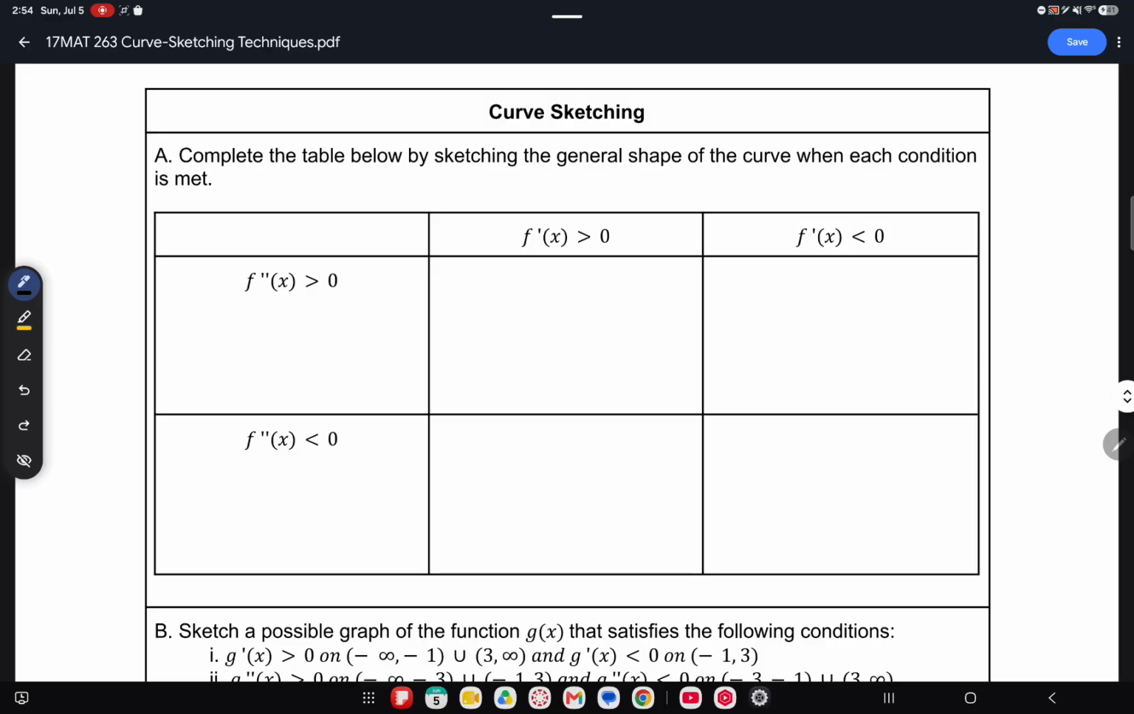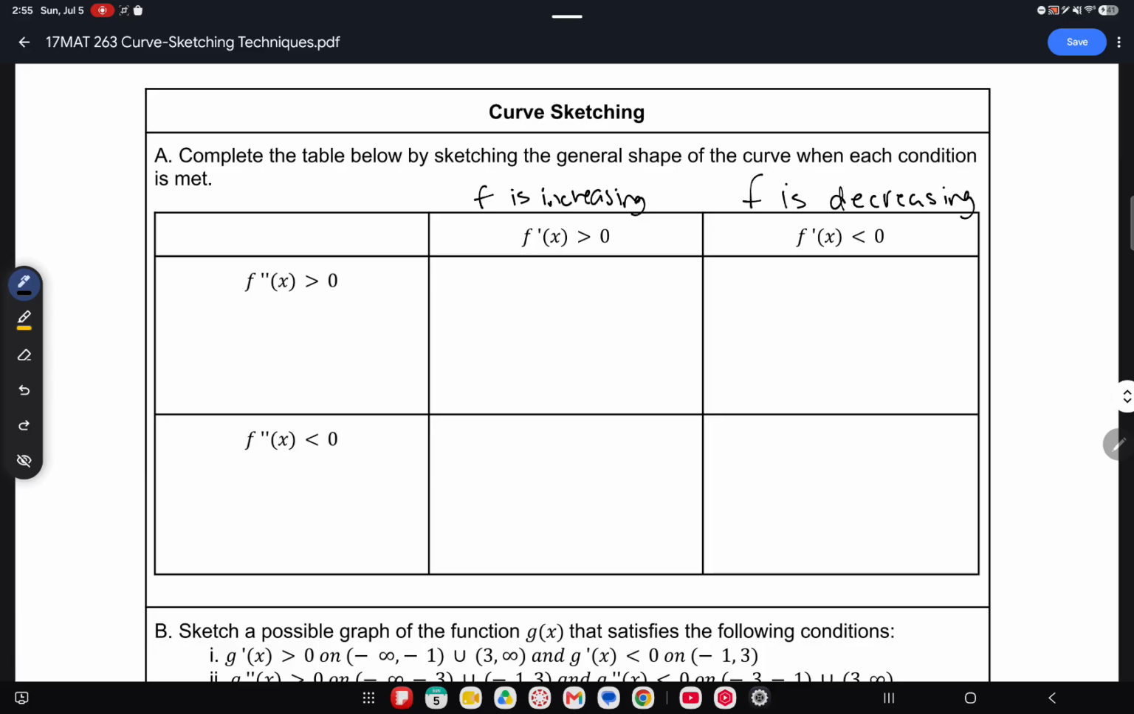condition is met. So we have the first and second derivatives. So it depends on what it's telling us. So if the first derivative is positive, that tells us that f is increasing. And if it's negative, that tells us that f is decreasing. I guess I should say f of x, but the original function is increasing and decreasing.